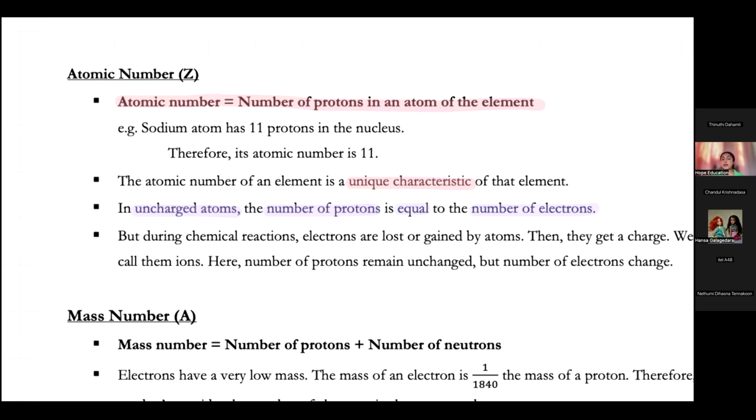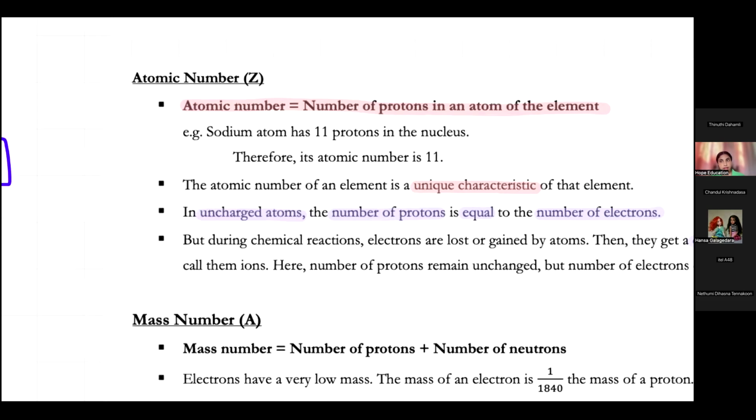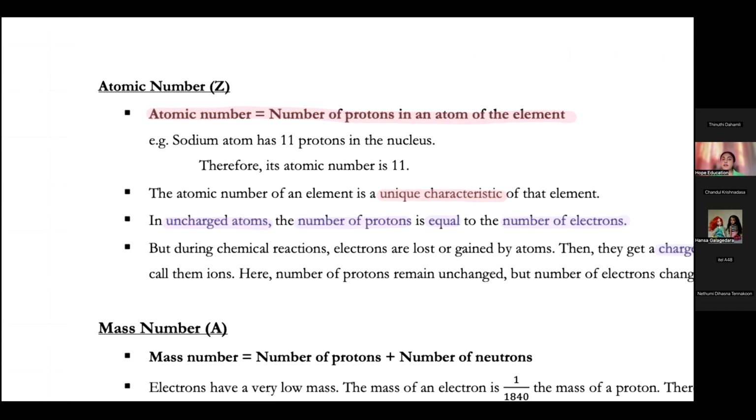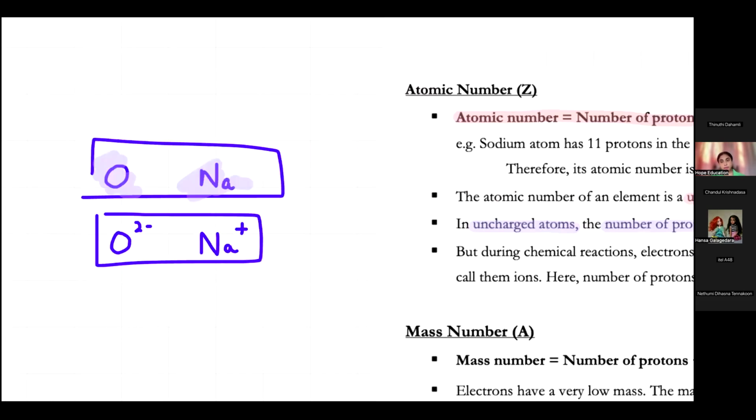But during chemical reactions, electrons are lost or gained by atoms. This is something of a later lesson. But in chemical reactions, sometimes atoms remove electrons, or sometimes they take electrons from the outside and add them to the atom. When that happens, they get a charge. In those with a charge, the number of protons and electrons are not equal. But in those with no charge, protons and electrons are equal.